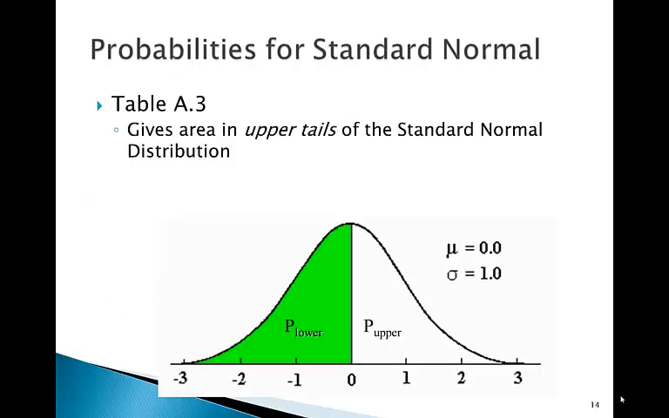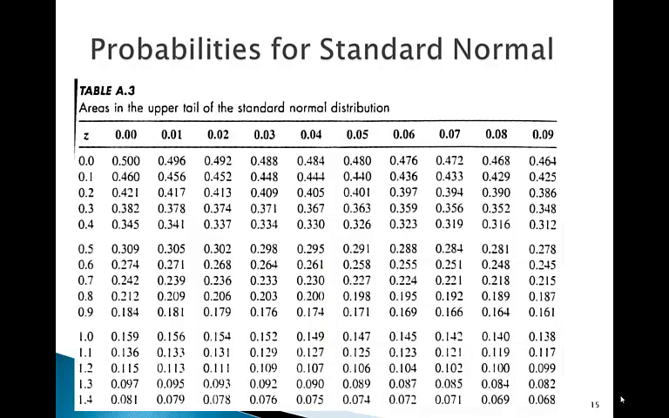Table 8.3, which is posted on Blackboard, gives the area in the upper tails of the standard normal distribution. The upper tail refers to the portion that is above 0. This is just a portion of the table 8.3 that's posted. So when you're working on problems, you may need to refer to the actual table and not to this portion of it here that's in the notes.